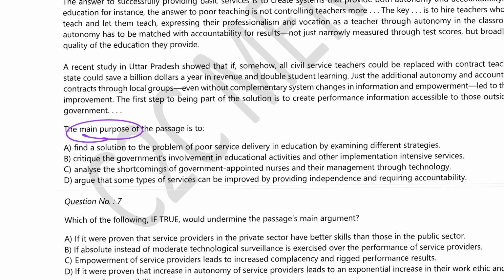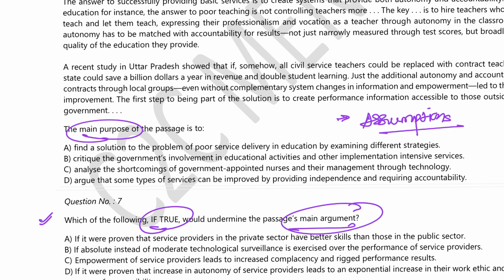Which of the following, if true, would undermine the passage's main argument? Beautiful. What is main argument? It's the main idea. Do you remember we did one question when this video started, about the assumption, which challenges the assumption? Guys, this is the exact same type of question. It's just been twisted or framed in a different format, but the meaning is the same. And again, it's the main argument. This question is again based on main idea.